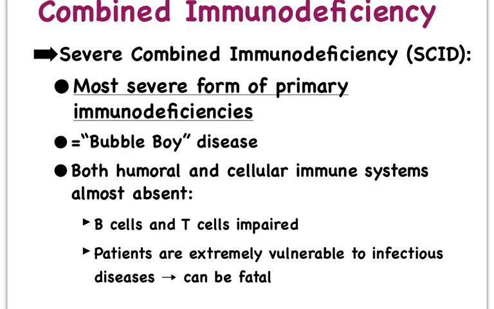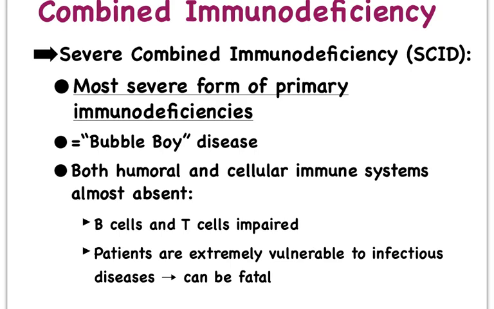So as we get towards the end of our primary immunodeficiencies, we're finally going to focus on combined immunodeficiencies, where both arms of the adaptive immune system are afflicted or impacted. The example that we're going to use is called SCID, which stands for Severe Combined Immunodeficiency, the most severe form of primary immune deficiencies. It's nicknamed the bubble boy disease. Some of you might recall this.